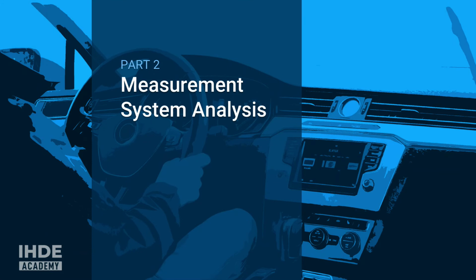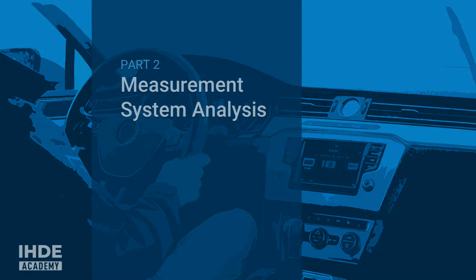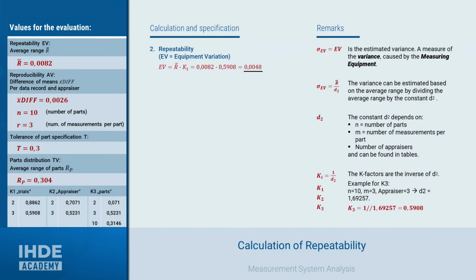Based on the values just determined, in this chapter we will carry out the further calculations for the analysis of the measuring equipment and assess the result. We keep the values from the previous chapter in the left table. So far, we have not addressed the values K1, K2 and K3 at the bottom of the table. These factors are also required for further calculations and can be found in tables in the relevant specialist literature or on the internet.